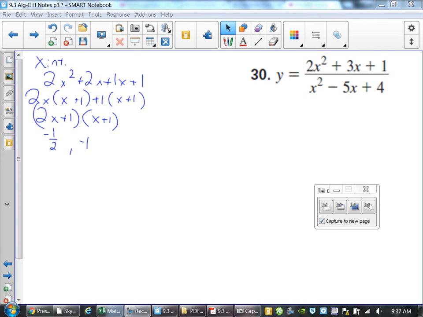Same deal now to find my vertical asymptotes. I have to factor the bottom. What times what's positive 4? You have to get -5. -4, -1. -4, -1, very good.